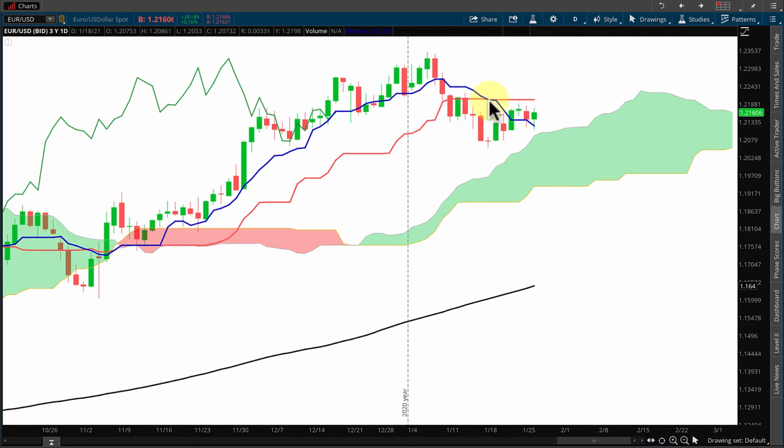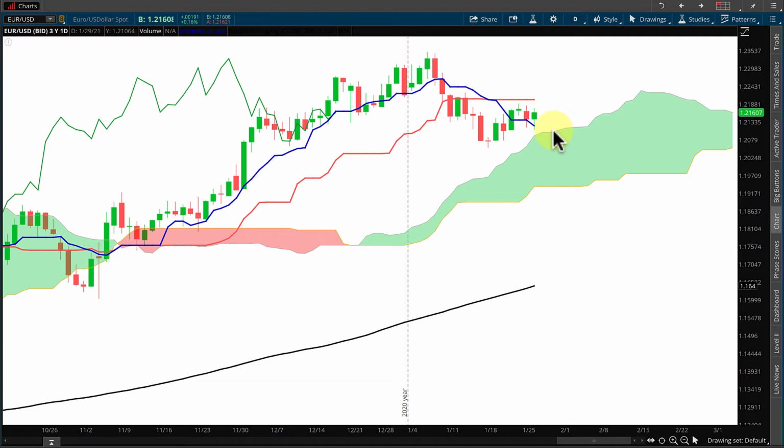Right here where the blue line crosses below the red line was a bearish signal. However, underneath we do have a morning doji star right here, and that is a little bit of possibility of a turnaround, which we have seen happen. So we'll have to see how long that turnaround can maintain itself, and we'll see if market action can stay above the cloud. That's the next thing that we're going to be looking out for.